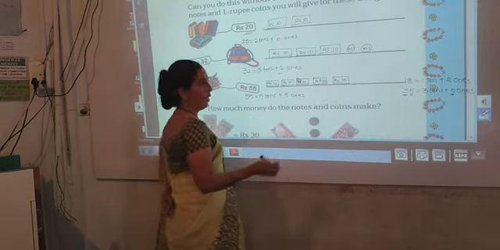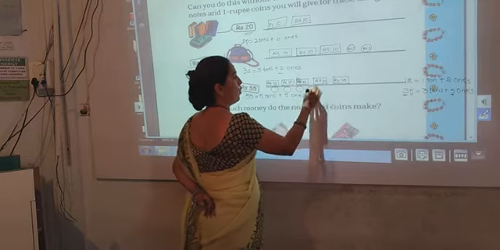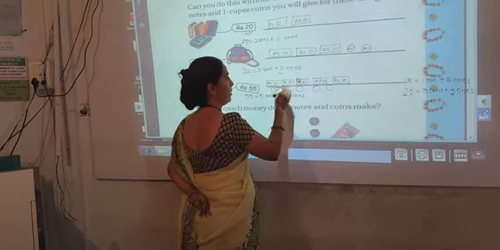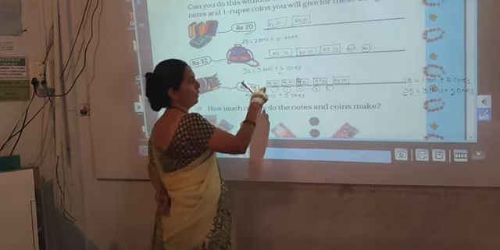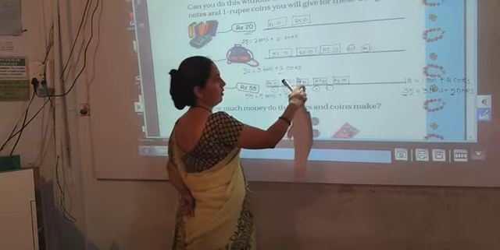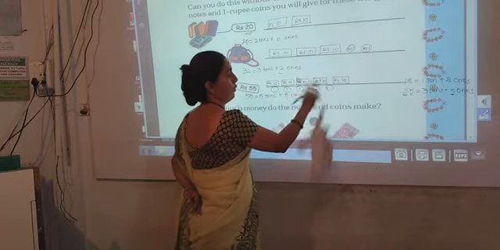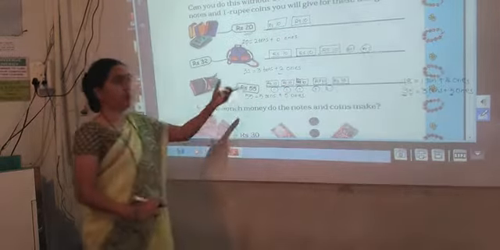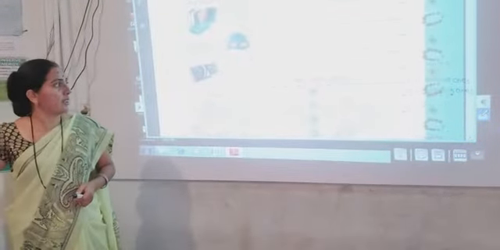And how many coins do we have to draw? We have to draw 5 coins of rupees 1. Now it has become 55. See? 10, 20, 30, 40, 50. 51, 52, 53, 54, 55. Now it has become rupees 55. Now see the next question.